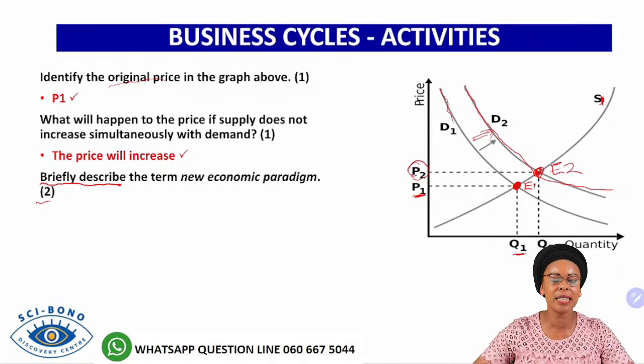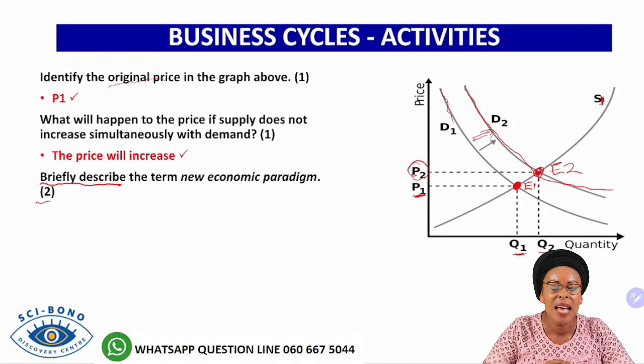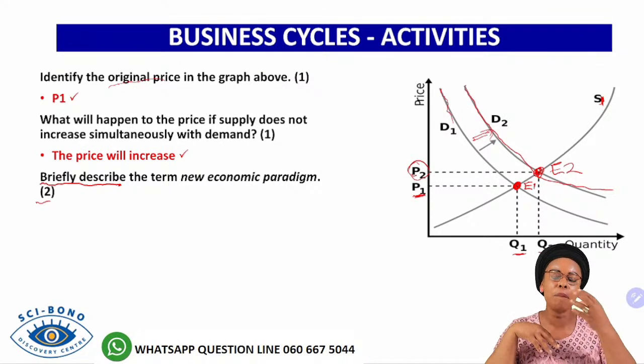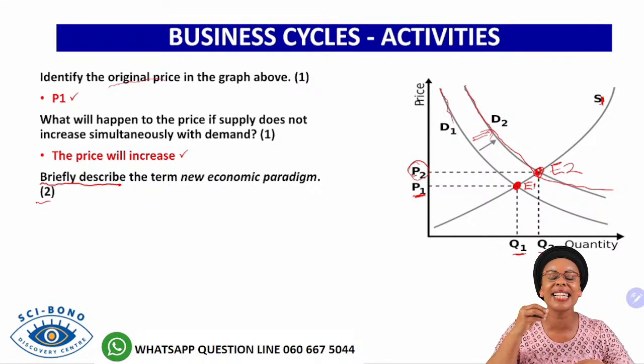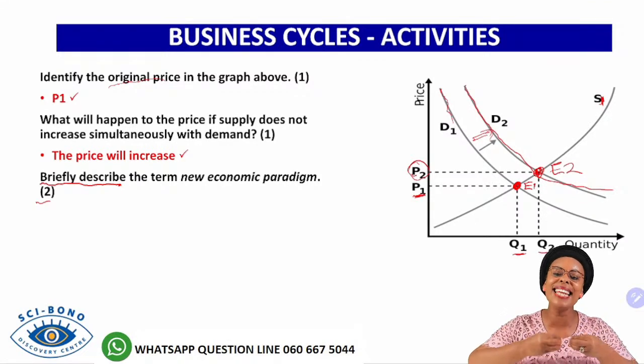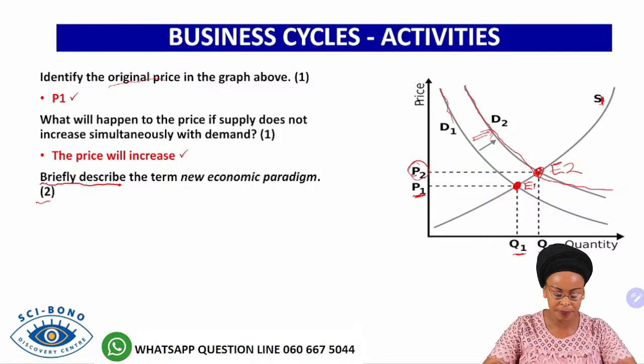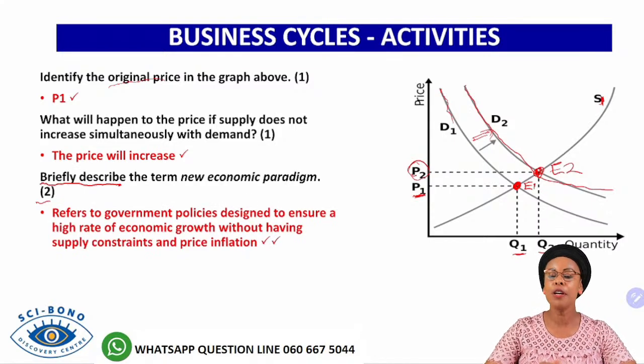If I listened correctly, Mr. Letiani mentioned that with the new economic paradigm, policymakers are discouraged from using only demand-side policies because they do what? They only encourage an increase in aggregate demand. So with the new economic paradigm, we should use both the demand side policies and the supply side policies so that supply increases and then inflation will be solved. So this will be your definition.